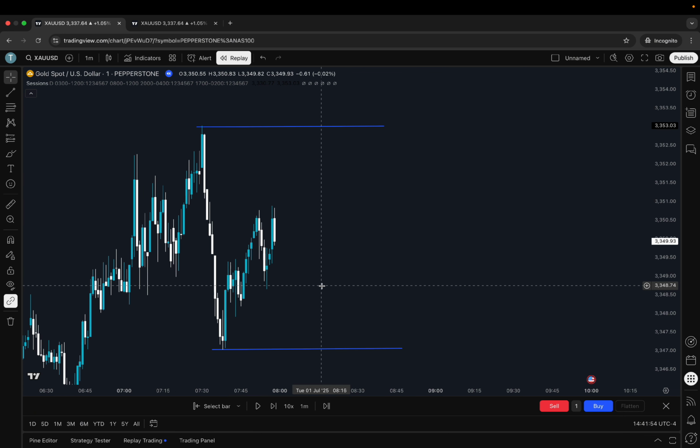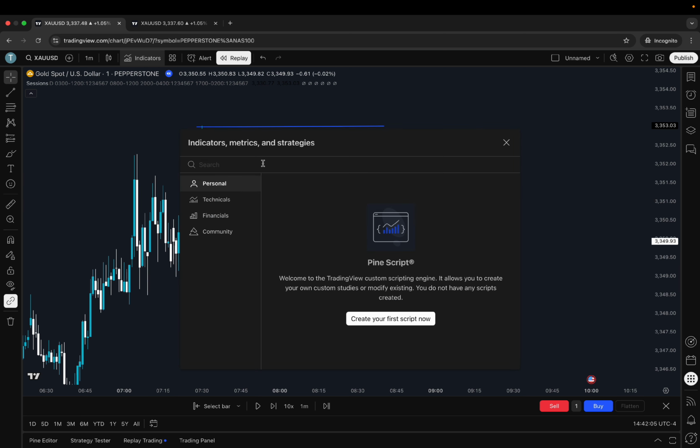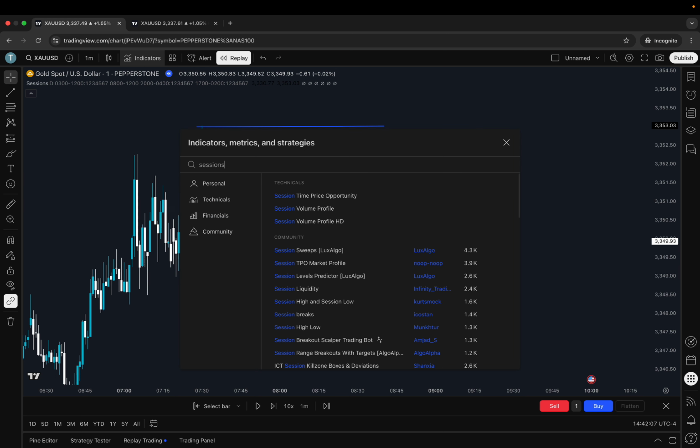Now we're going to simply use an indicator. Now this indicator doesn't give you buy or sell signals. It's simply to mark out your 8 a.m. till 12 p.m. candle. So you want to go into the indicator section and search up sessions on charts.